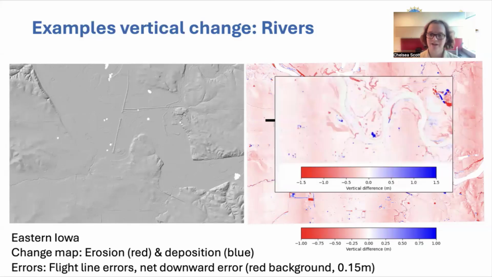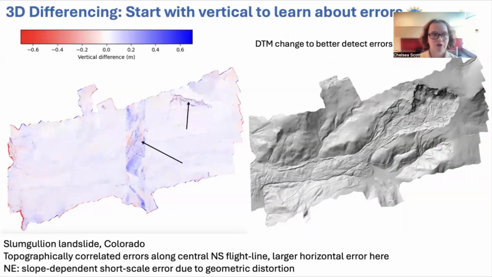And just to zoom in to let you better see some of those erosion and depositional signals. For 3D differencing, I highly recommend always beginning with vertical differencing, as this lets you learn about the errors in your data set. Here we're looking at the Slumgullion landslide in Colorado, and here is the vertical change map of the digital terrain model.